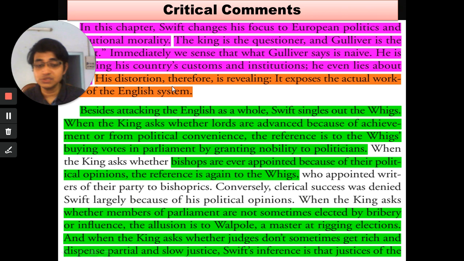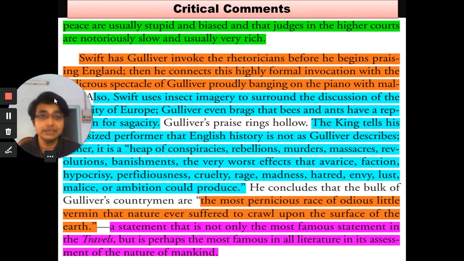elections. And when the king asks whether judges don't sometimes get rich and dispense partial and slow justice, Swift's inference is that justices of the peace are usually stupid and biased, and the judges in the higher courts are notoriously slow and usually very weak. So Swift is questioning all forms of administrative machinery of England: the judiciary, the executive, the administration, the theological experts, the priests, the justices, everything.